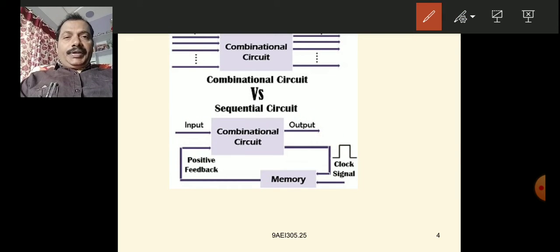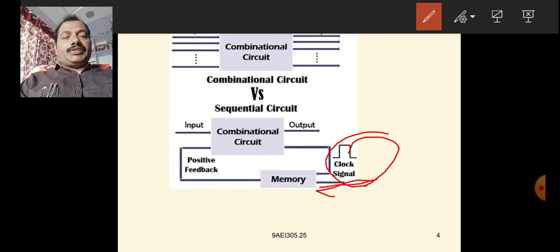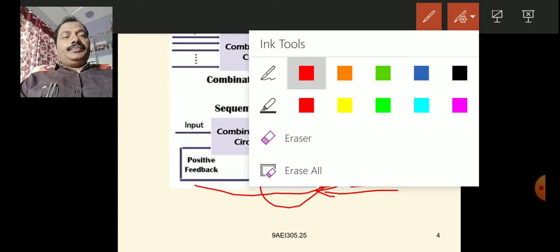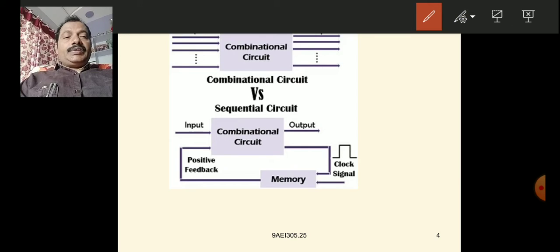Another important point you have to remember is the clock signal. The clock signal is applied to the memory element. That is a very important point. That means additionally for the sequential circuit we have additional outputs which are called states of the sequential circuit. So these are fed back as inputs, and the clock is there and the memory element. Clock and memory element. These are the additional things in sequential circuits.